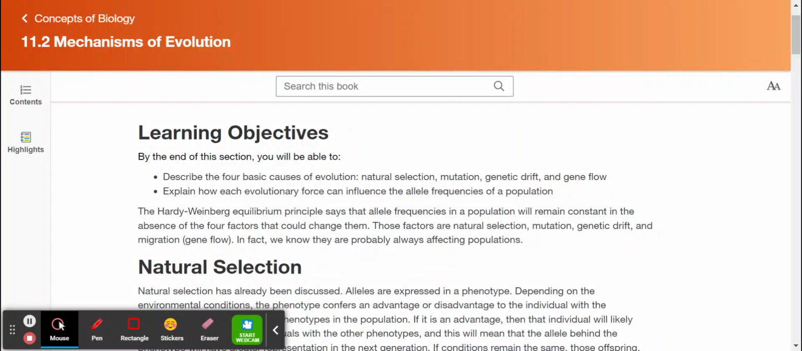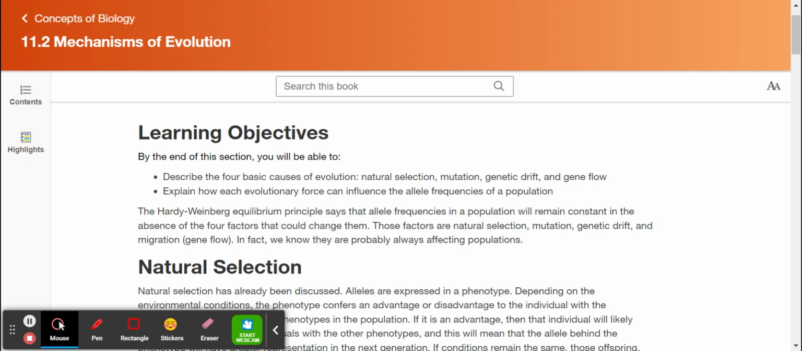Section 11.2, Mechanisms of Evolution. By the end of this section, you will be able to describe the four basic causes of evolution: natural selection, mutation, genetic drift, and gene flow, and explain how each evolutionary force can influence the allele frequencies of a population.